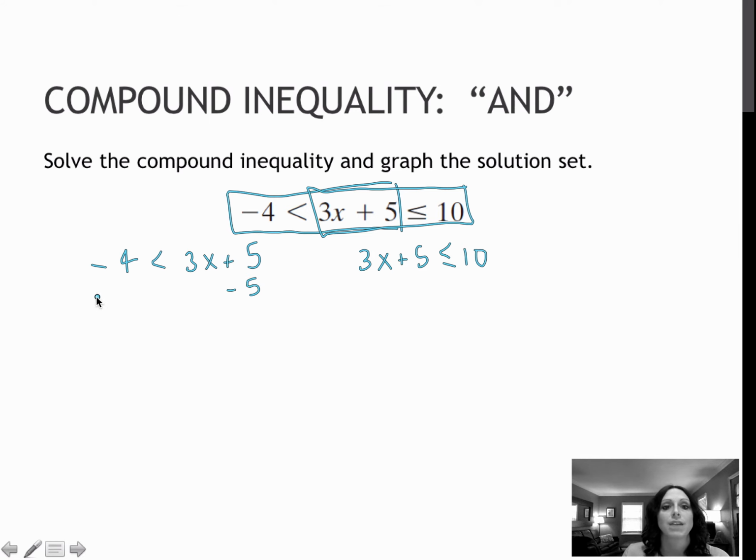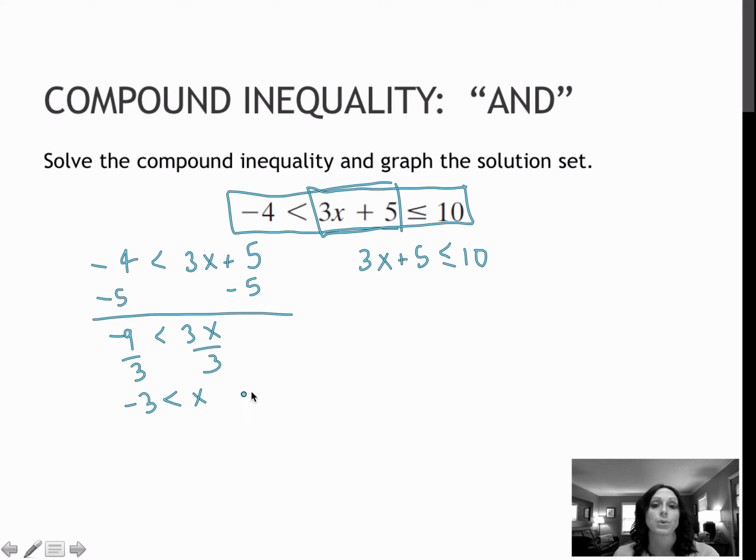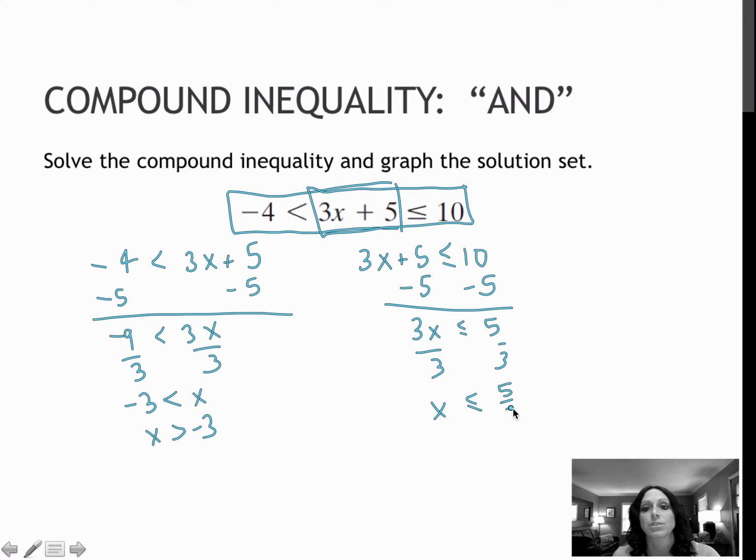So I would subtract 5. On the left, I would get negative 9 is less than 3x. I would divide by 3 to get negative 3 is less than x. And of course, if I wanted to write the x first, that would be x is greater than negative 3. And then on my second one, I would subtract 5. So notice I'm doing the same step, subtracting 5. That gives me 3x is less than or equal to 5. I would then divide by 3, and I would get x is less than or equal to 5/3.